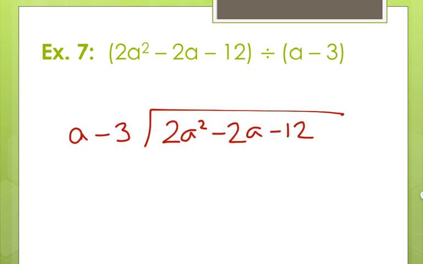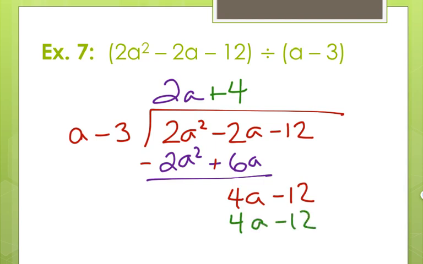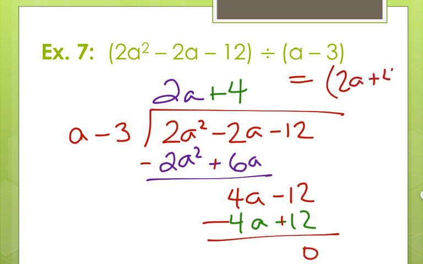Okay, what you should have done is said 2a, that's going to give me 2a squared minus 6a. Subtract all of that, you're going to get 4a minus 12. And then you're going to have plus 4 on the top, so 4 times a, 4 times -3, and I subtract everything. And so my answer is equal to 2a plus 4.